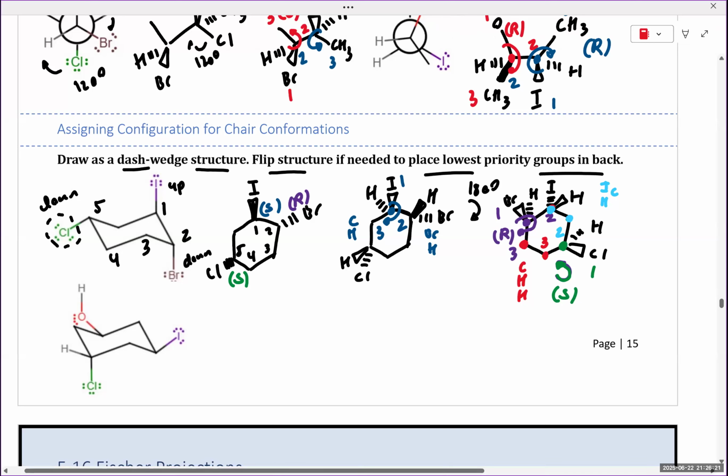Let's now apply what we've learned, and I'd like you to take a look at the following molecule, and I'd like you to assign the configuration at each center. So pause the video, work through this example, and then we'll discuss.